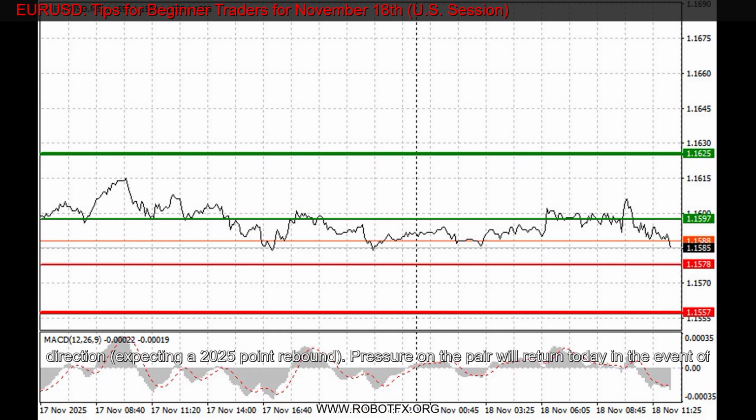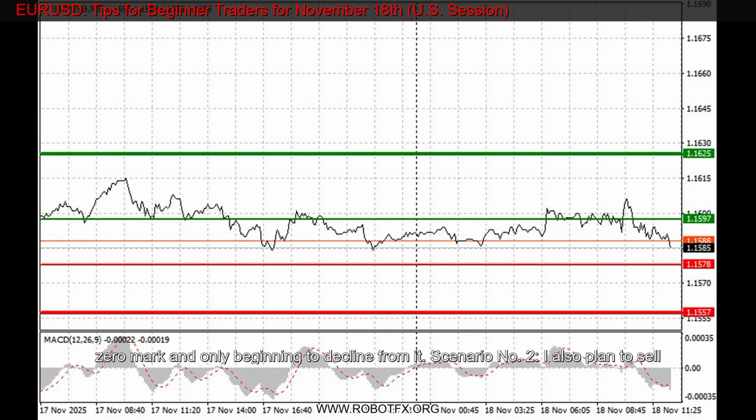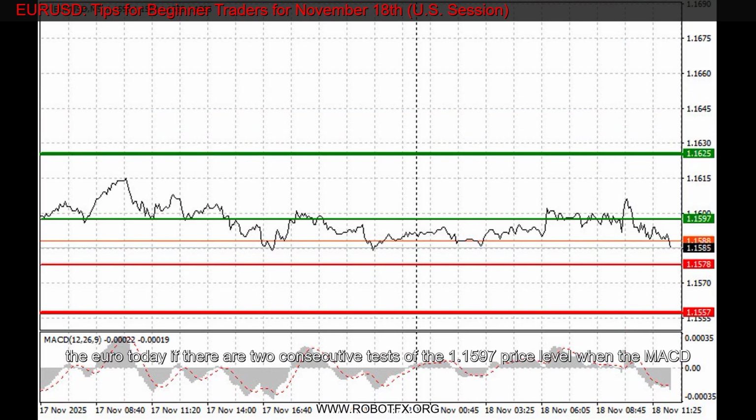Sell signal scenario no. 1. I plan to sell the euro after the price reaches 1.1578, the red line on the chart. The target will be 1.1557, where I intend to exit the market and immediately buy in the opposite direction, expecting a 20-25 point rebound. Pressure on the pair will return today in the event of a hawkish stance from Fed representatives.